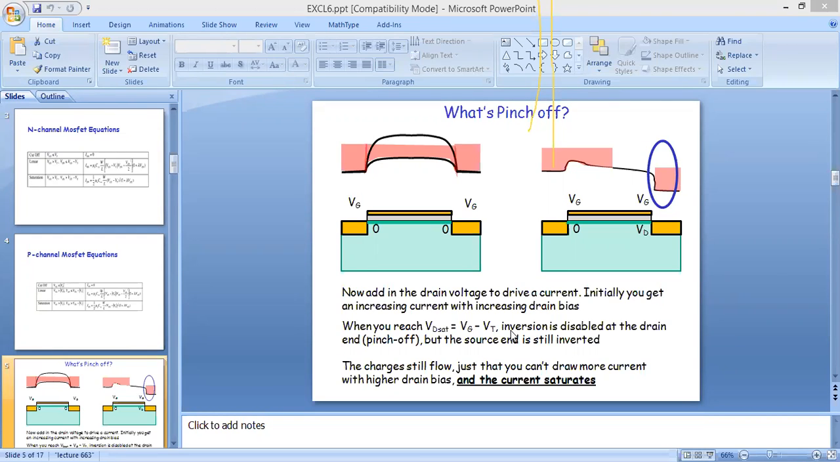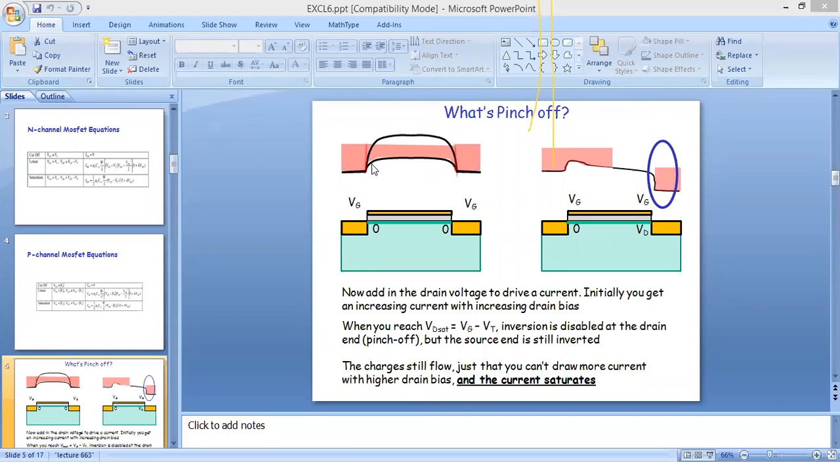We will get pinch off region in the saturation region, because if you apply VDS and the value of VDS reaches VGS minus VTH, at that time what will happen? Inversion is disabled at the drain.